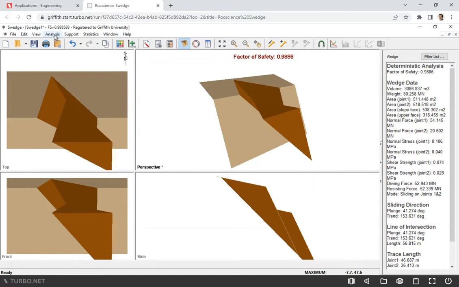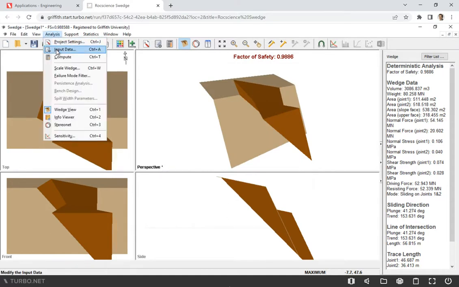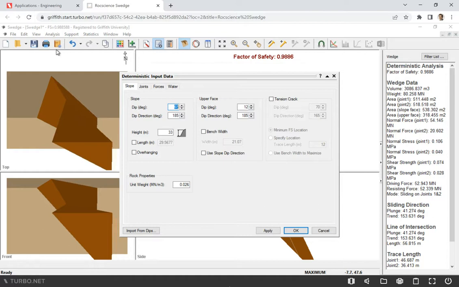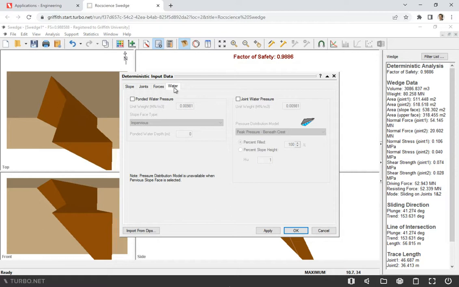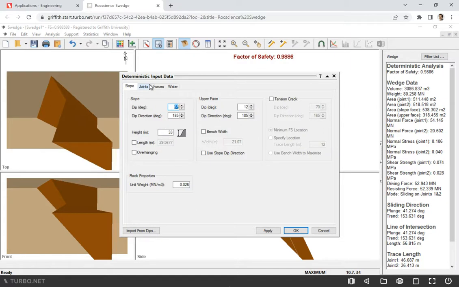Next, we go to analysis and input data. Here we need to use the slope tab and joints. If we want to see the effect of water, we can go to water as well. I will show you later what we can do. But first, let's start with the slope. For the slope, I will need to know the dip direction of the slope so that it will help us shape this wedge.